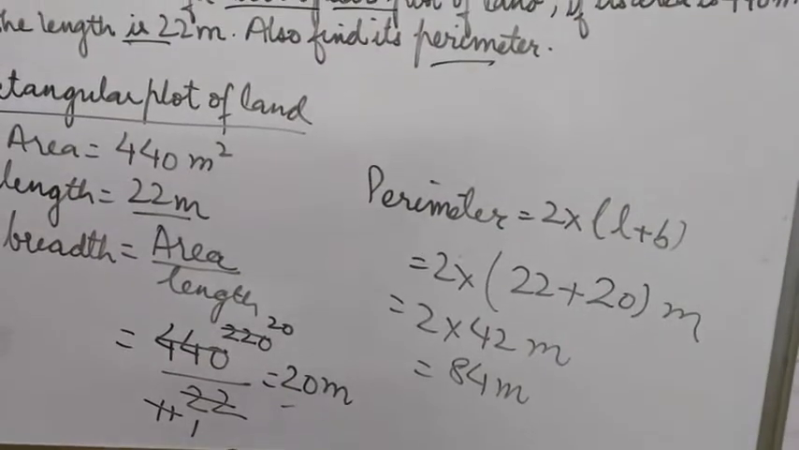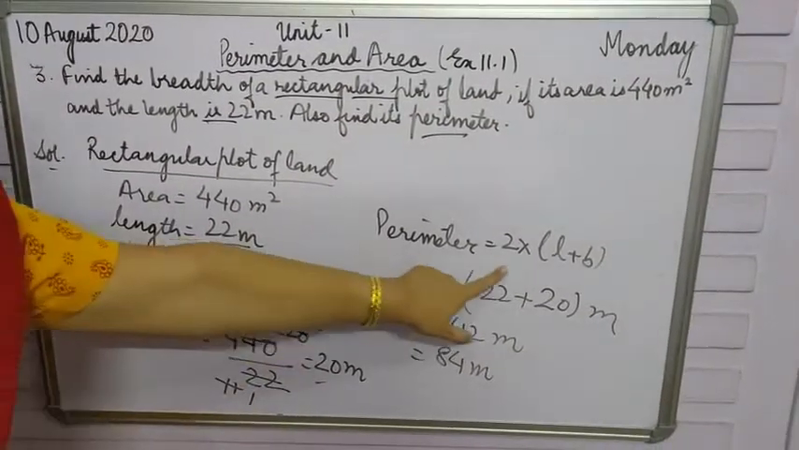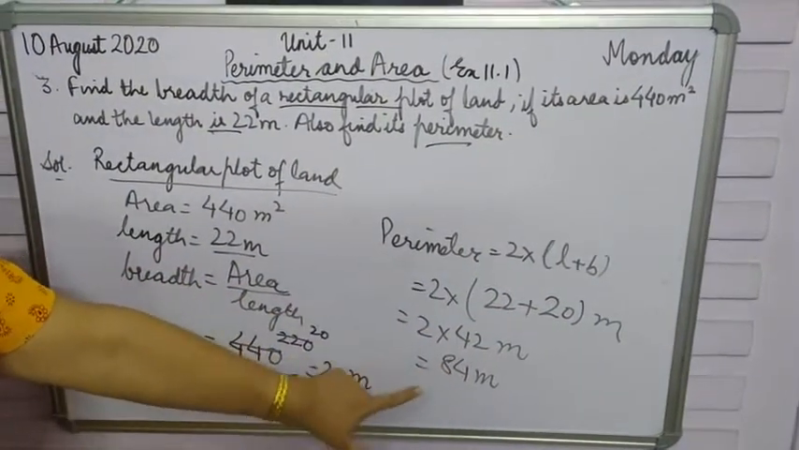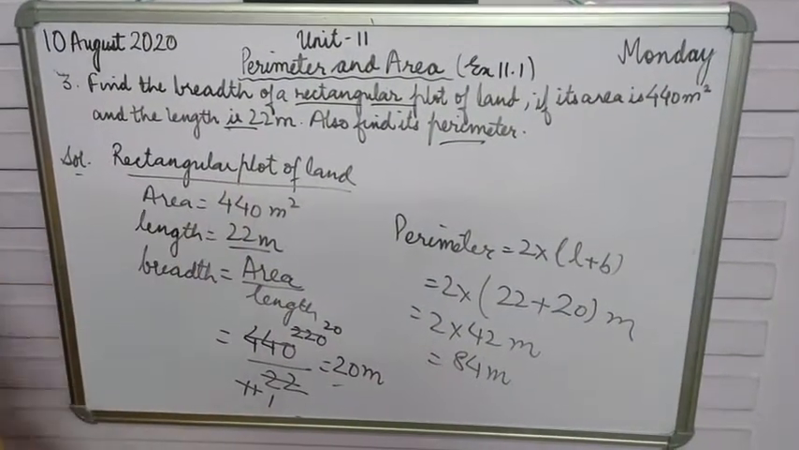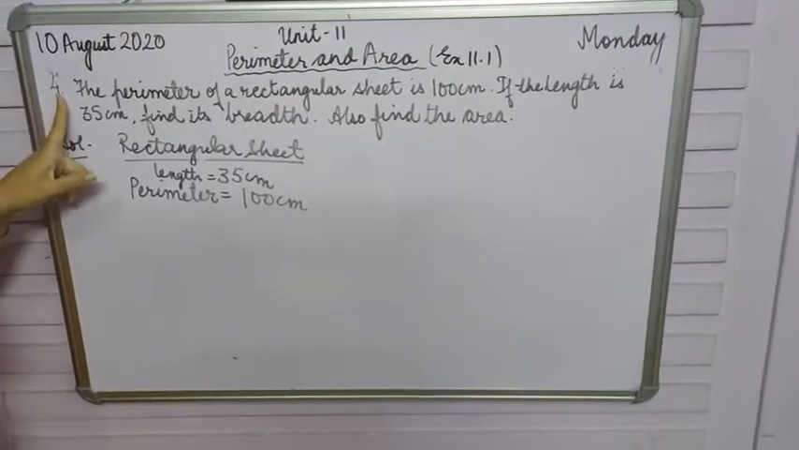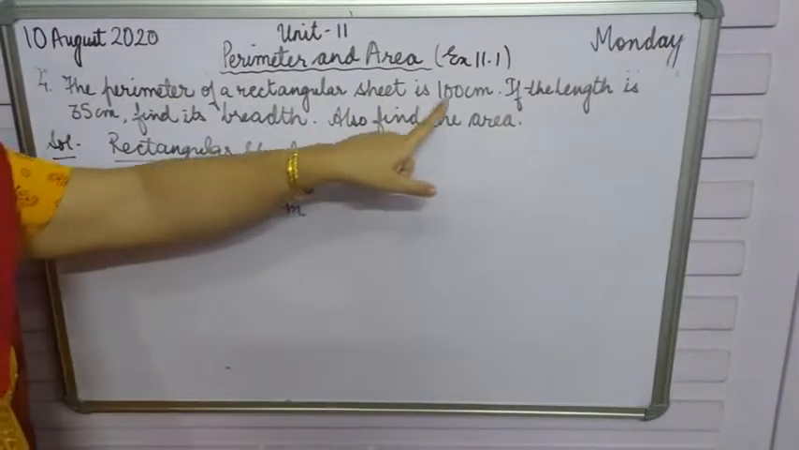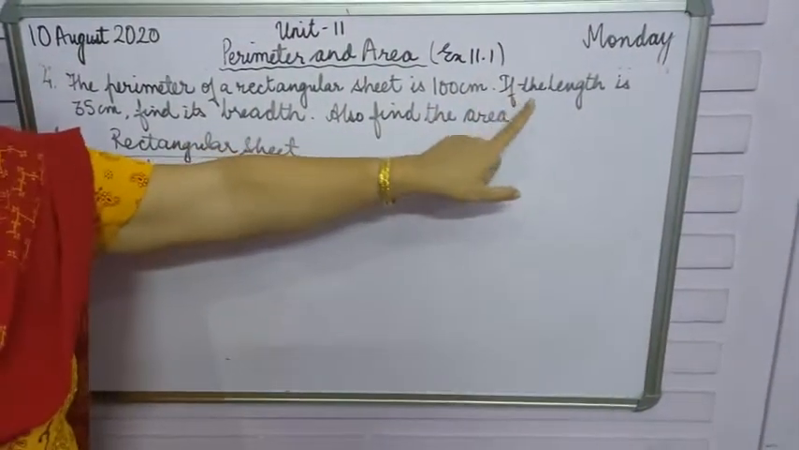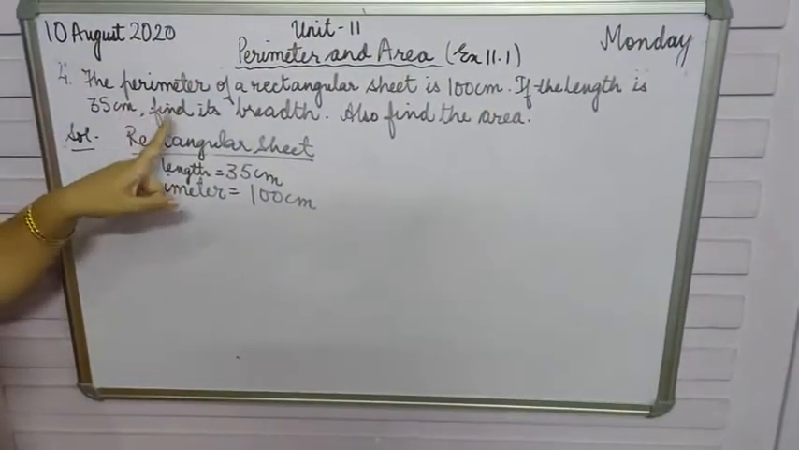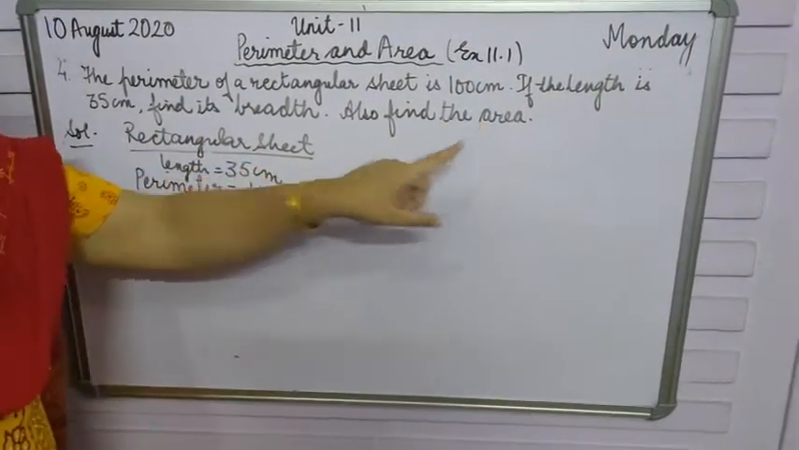So using area and length, here we have calculated the breadth, and using length and breadth we have calculated the perimeter of this rectangular plot of land. Question number 4 is, the perimeter of a rectangular sheet is 100 centimeter. If the length is 35 centimeter, find its breadth and also find the area.